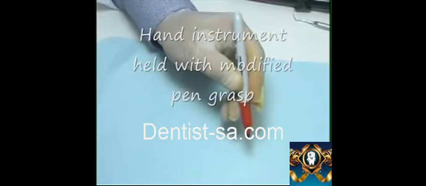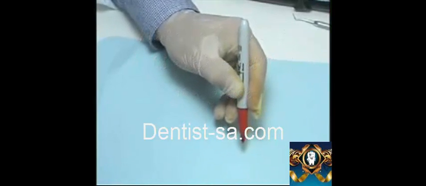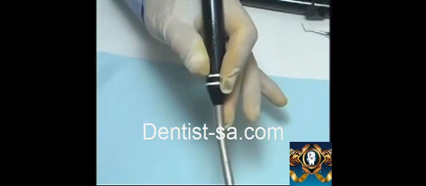Hand instruments should be held with a modified pen grip. A pen is held with the thumb and index finger, with the middle finger placed under the pen. An instrument is held with the thumb and index finger in the same manner, but the middle finger goes to the side of the instrument rather than going under the instrument. This position stabilizes the instrument and allows the middle finger to help push the instrument down.